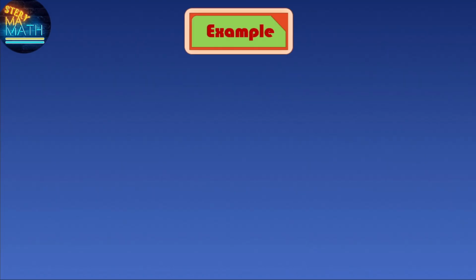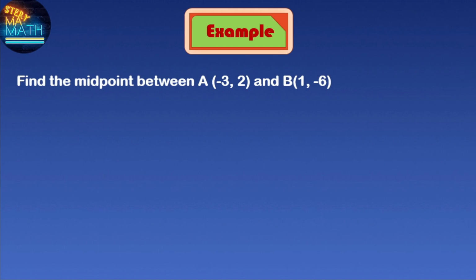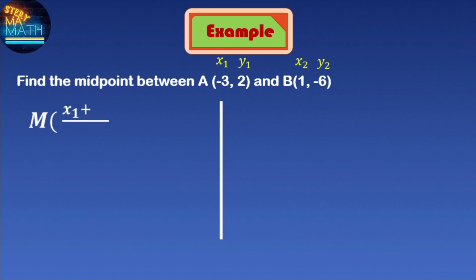Now let's take an example. Find the midpoint between A (-3, 2) and B (1, -6). Let's call this x1 and this y1. So x1, y1 represent the first point, and this is going to be x2 and this is going to be y2. So x2, y2 represent the second point. All we need to do is to follow the formula, which is m equals (x1 plus x2) divided by 2, (y1 plus y2) divided by 2.